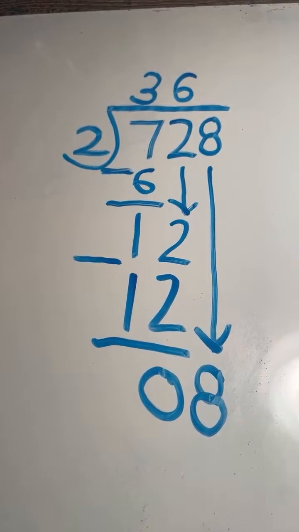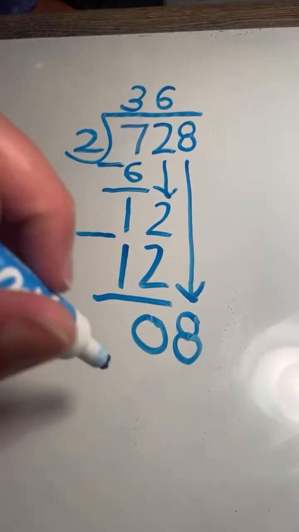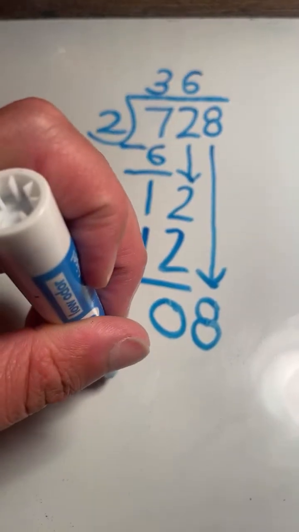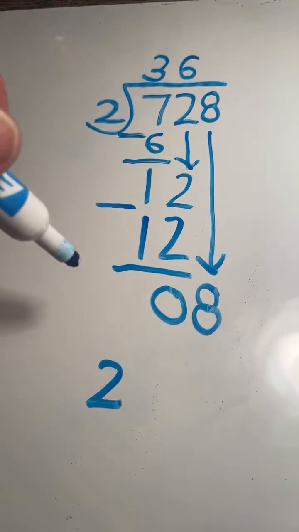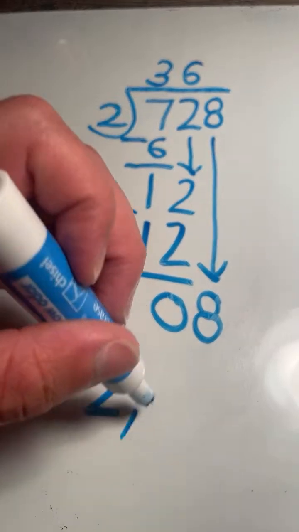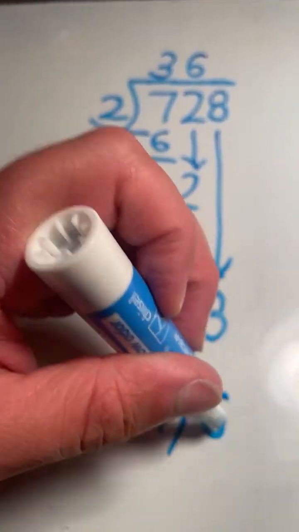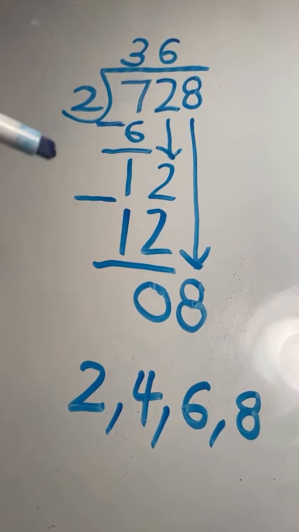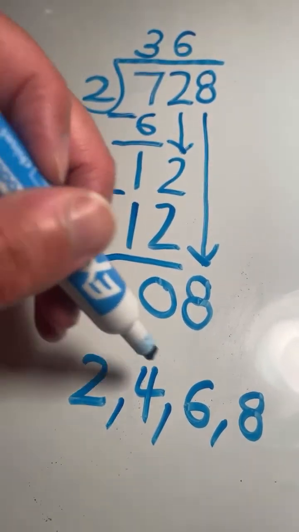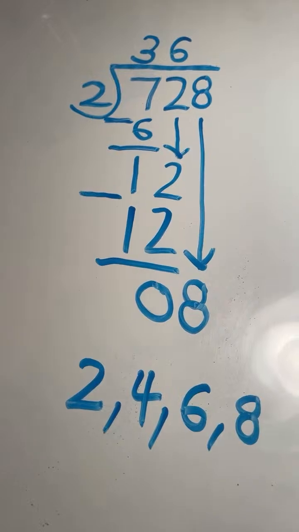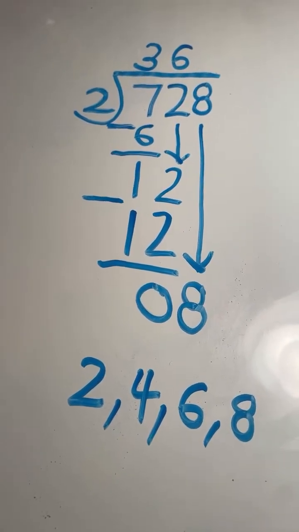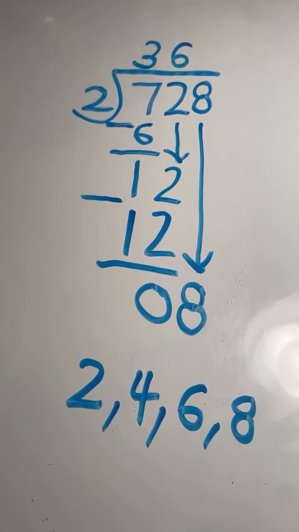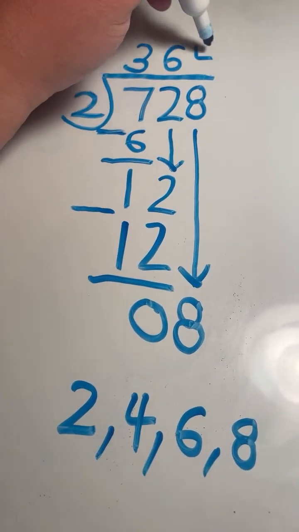8 divided by 2, we've got to figure out how many groups of 2 go into 8. So counting by 2s, 2, 4, 6, 8. So we ended up having to count by 2, 1, 2, 3, 4 times to get to 8. 8 divided by 2 equals 4.